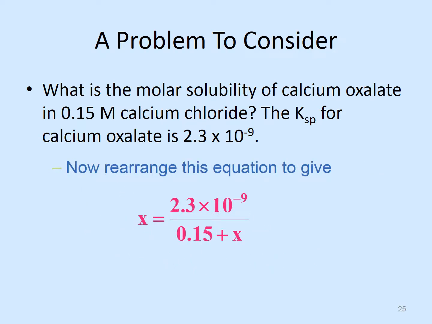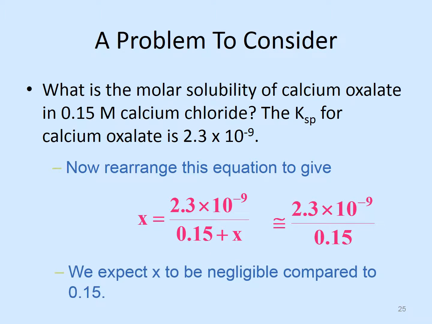So here's solving for x. Again, we're going to assume that x is going to be very small compared to 0.15. There's no real test like we had with the acids where you can plug things in, but just the fact that these KSP values are so small, we'll see what happens. So we can just say, I think x is going to be very small, and solve the problem and then see if it really is or not.